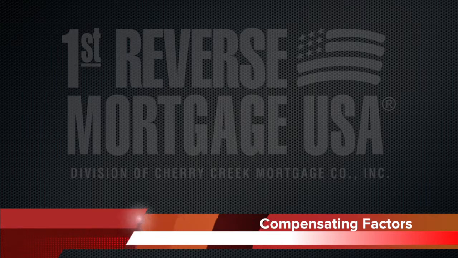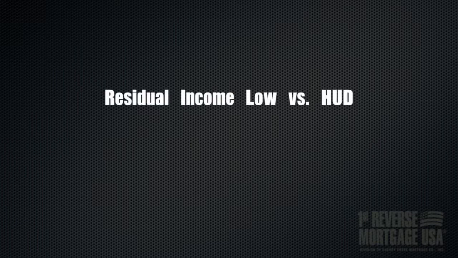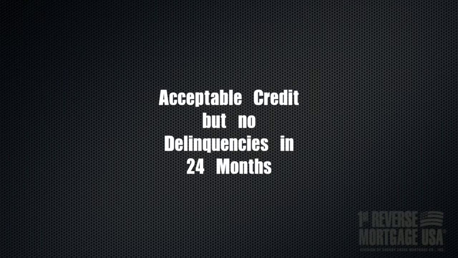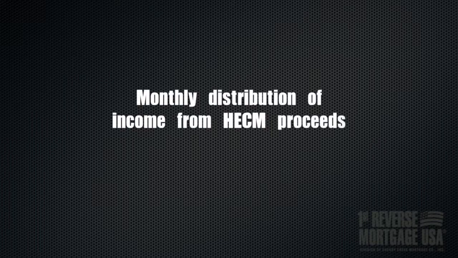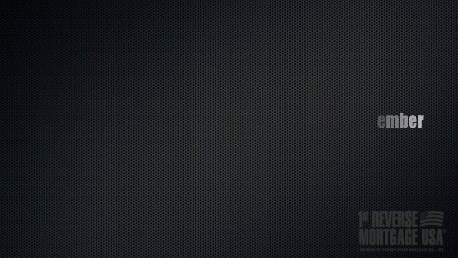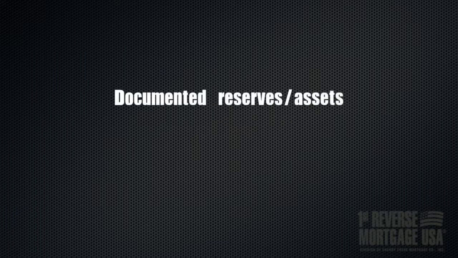When do we need to establish compensating factors? It is applied to borrowers that meet willingness but lack capacity, where residual income is insufficient based on the table established by HUD based on family size and region after evaluation of monthly cash flow. The borrower has acceptable credit and no property charge delinquencies over the past 24 months. Examples of compensating factors include monthly distribution of income from HECM proceeds, or additional regular income from an NBS or other non-borrowing household member, or co-signed debt paid by another party, or documented reserve assets.